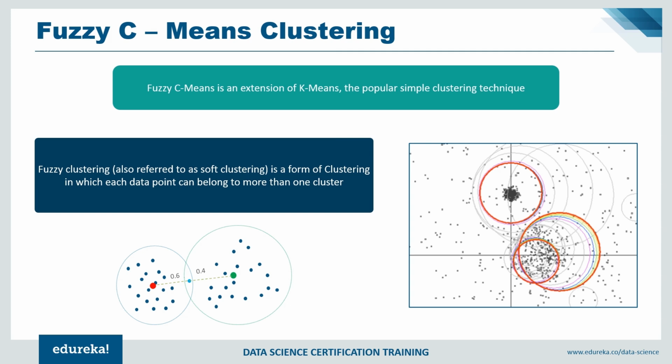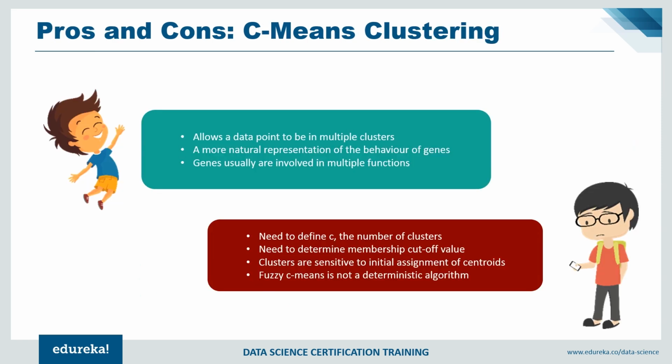Fuzzy c-means assigns a degree of membership, which ranges from 0 to 1, to an object for a given cluster. So there is a stipulation that the sum of fuzzy memberships of an object to all the clusters it belongs to must be equal to 1. So the degrees of membership of this particular point to both of these clusters are 0.6 and 0.4. And if we add them up, we get 1. So that is one of the logics behind fuzzy c-means.